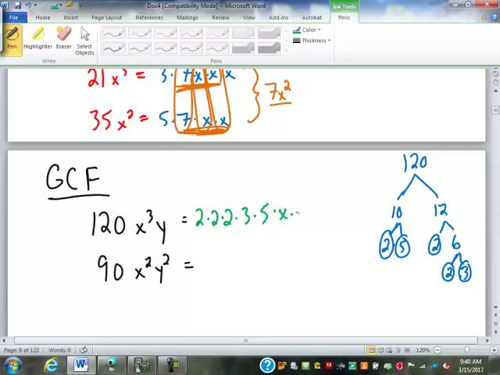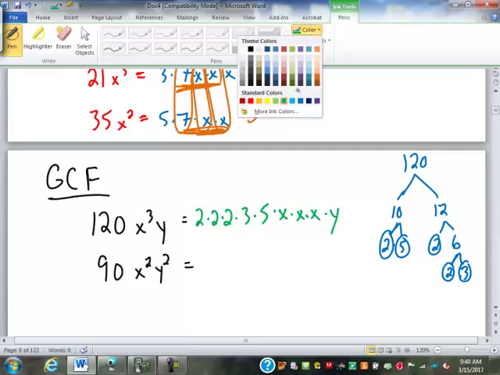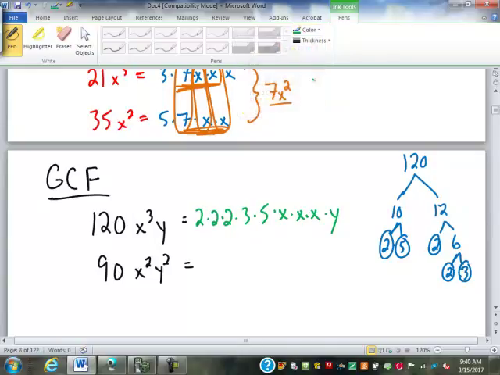The x to the third is just 3 x's, and then we have the y. 90: if I factor out the 90, I have 2 times 3 times 3 times 5. I'll let you guys do the factor tree to get that one out if you need to. X squared is just x times x. Y squared is just y times y.